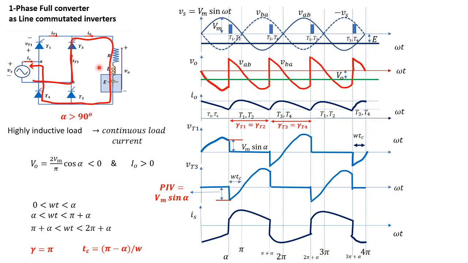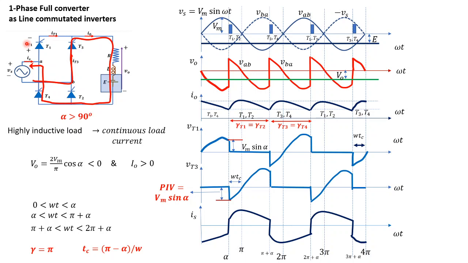So what does it mean? Here the power consumed by the load is negative. In fact, it is not consuming power, it is delivering power to the source. So here power is supplied from DC side to AC side. So this converter is referred to as an inverter, because power is supplied from DC to AC.